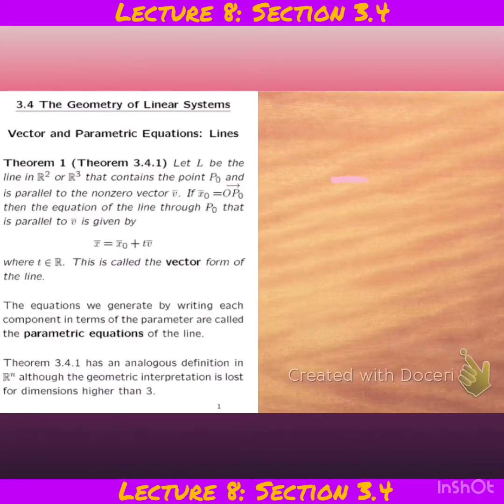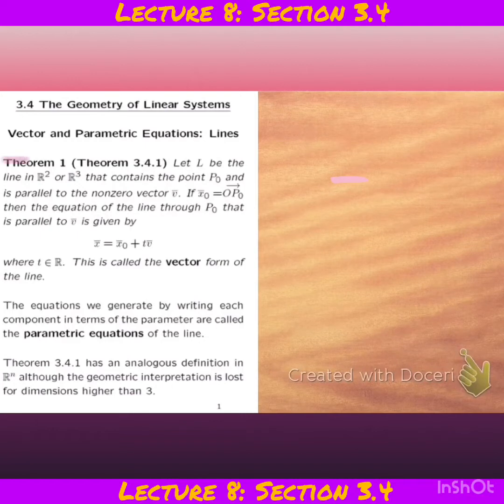Okay, so let's say I want to find a straight line, but I want this straight line to have a specific property. And this property is that this straight line must contain a given point. Say, call this point x0. But I also want this straight line to be parallel to a fixed vector v. Now, to get the equation of this line, that's what Theorem 1 is all about.